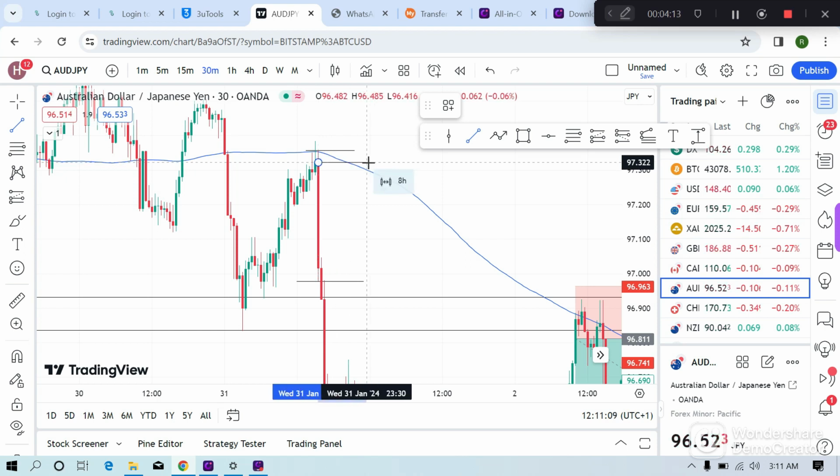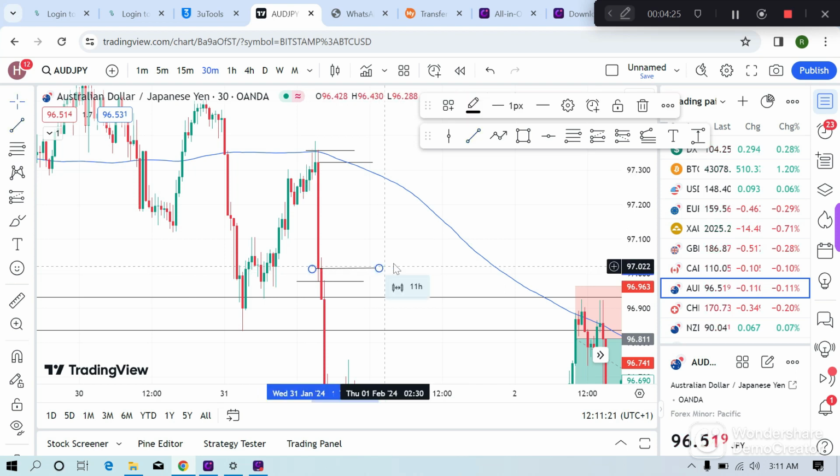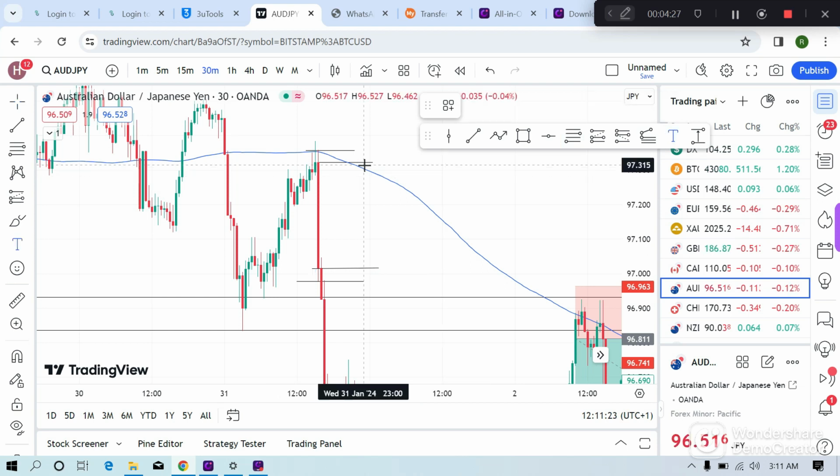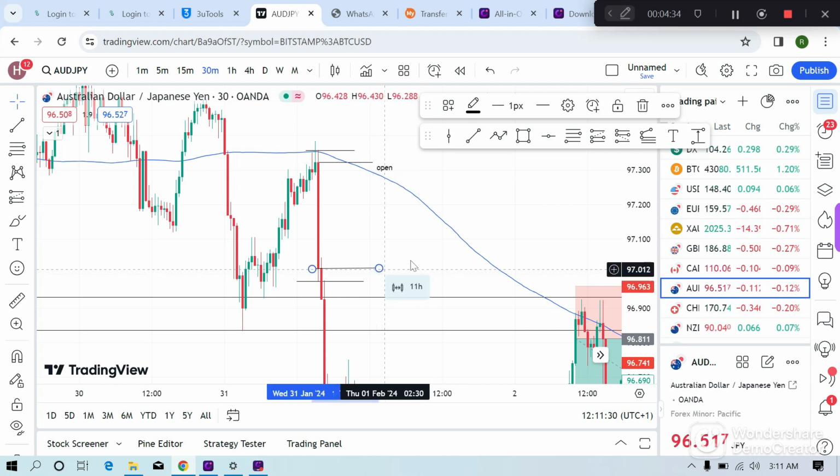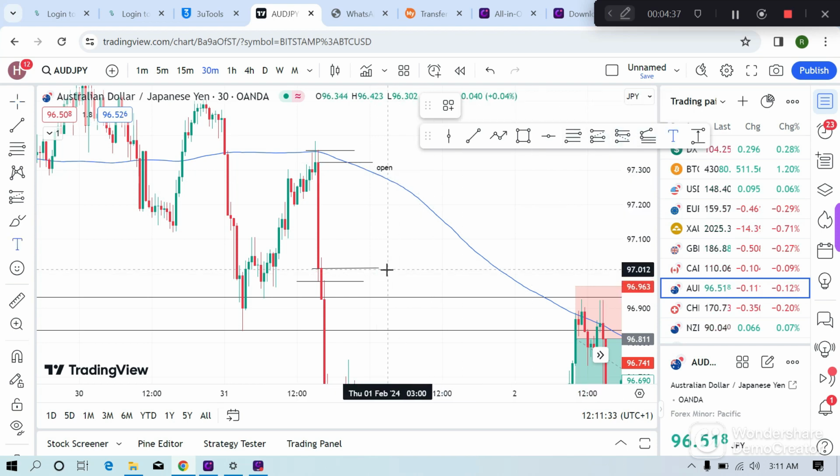Now, a bearish candlestick will always open and close below its open. As you can see, this candlestick closed here. So we have an open, and we have a close down below. A bearish candlestick will always open and then end up closing just below it. It doesn't matter how far it goes, as long as it closes below the open. It is a bearish candlestick.